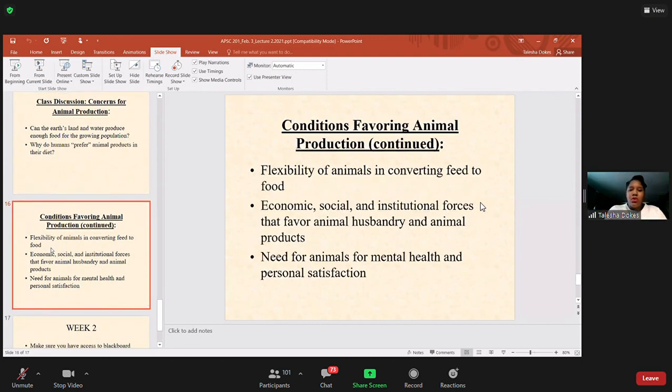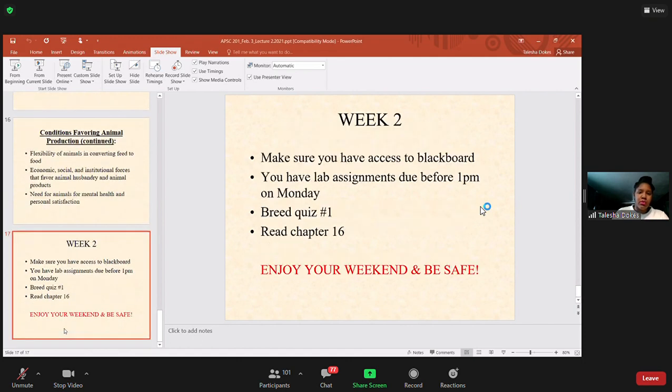Again, there are conditions favoring animal products: the flexibility of animals in converting feed to food, and economic, social, and institutional forces that favor animal husbandry and animal products. Also, the need for animals for mental health and personal satisfaction. So these are some of the reasons why animal products are favorable.